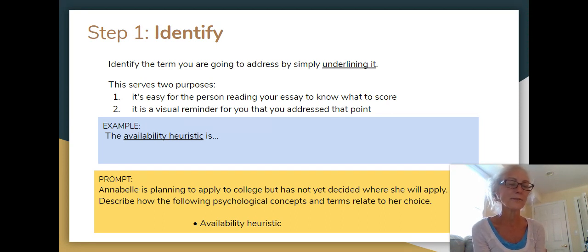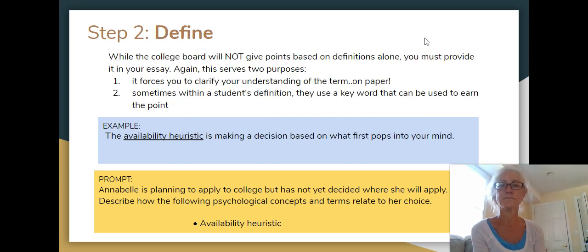You have 7, 8, or 9 points, and you may skip around, which is perfectly fine to do. But if you skip around, you want to make sure you go back and find which terms you addressed so you can spend the remainder of the time addressing the terms that are left. So an example of how I would write this is, the availability heuristic is. That's it, and I underlined it. Remember the prompt, I put the prompt in the yellow box below. And we're ready to move on to step 2.